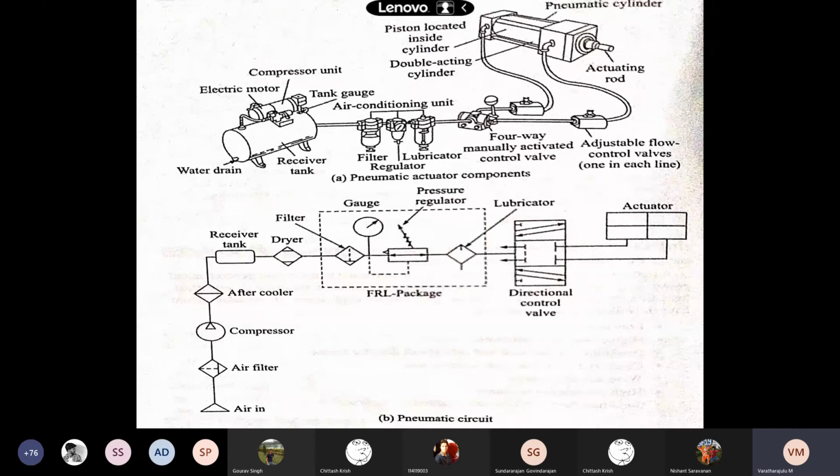The normal operating pressure of a pneumatic system is much lower. Here we have given a pneumatic circuit, and the pressure ranges between 500 kilopascal and 1 megapascal, whereas in the hydraulic system that range is about 7 times larger, 7 MPa to 21 MPa. See the variation between oil and air pressures: the normal operating pressure of a pneumatic system is much lower, whereas in the hydraulic case it is higher.